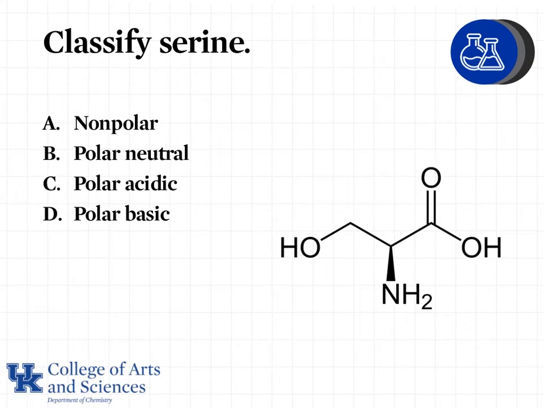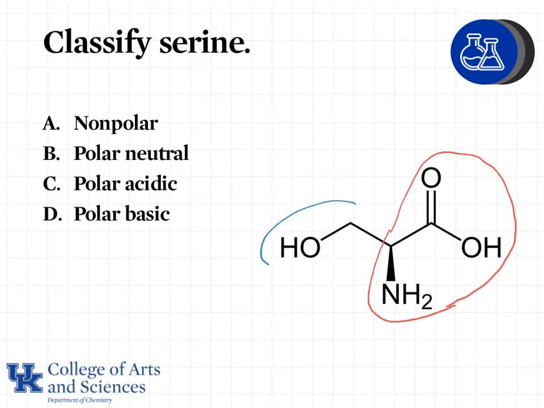Classify serine as nonpolar, polar neutral, polar acidic, or polar basic. Our first step is to identify our backbone, in which case we're looking for our amine group, our CH, and our C double bond OOH group. So that's our backbone, which means that our side chain is here. And what we see in our side chain is this OH group. And so that tells us that we're dealing with something polar, but it's polar neutral because it's not acidic or basic. So that is polar neutral because it has that hydroxyl group in the side chain.